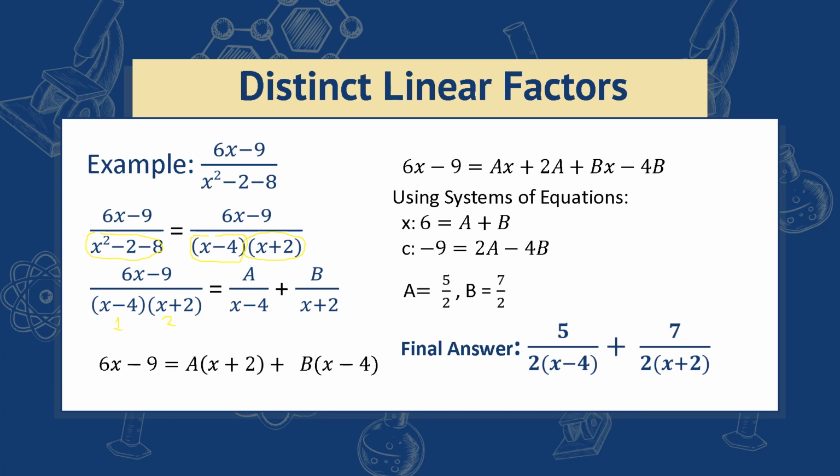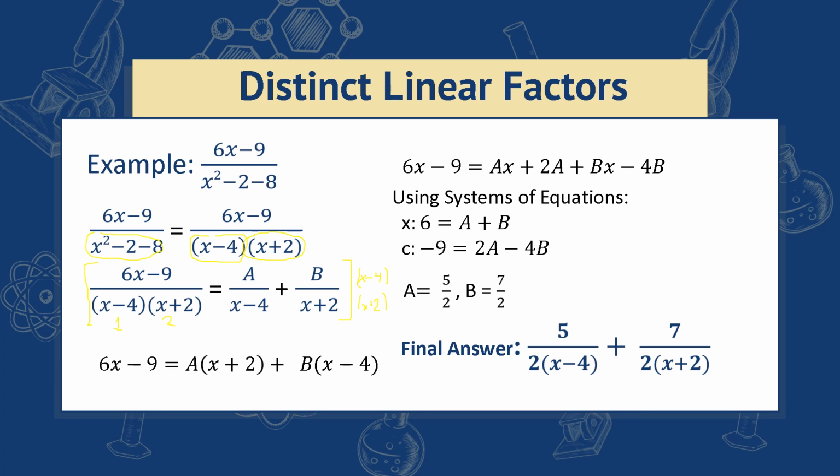We could also multiply the whole value by its least common denominator. The least common denominator would be x minus 4 times x plus 2. Why is that? Since we took the simpler fractions from the original denominator, which is x minus 4 times x plus 2, we could say that its denominator is already the lowest common denominator.